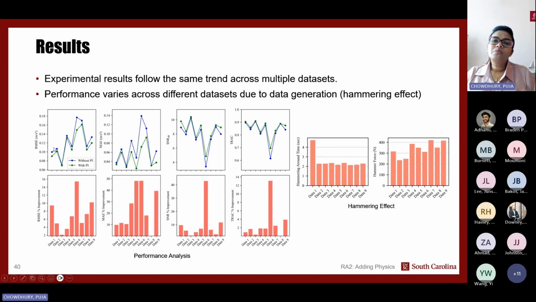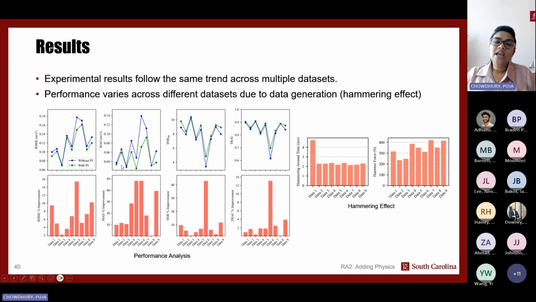So in the top figure, we can see for all of these metrics, the blue is considered without PI. In this case, we can see this blue line is up for both cases, in the RMSE or MAE, even for all of these 9 datasets. It means the error is high when there is no PI feature, but the green is with PI, which is showing the low error for all this data.